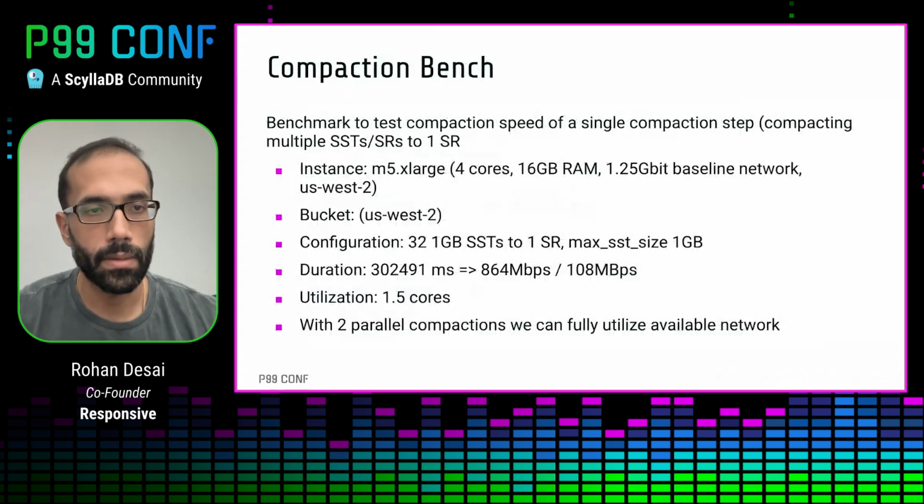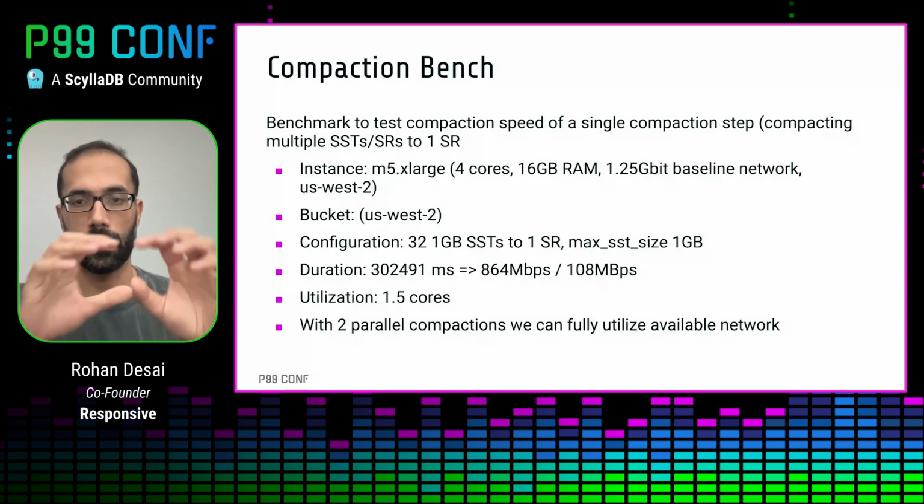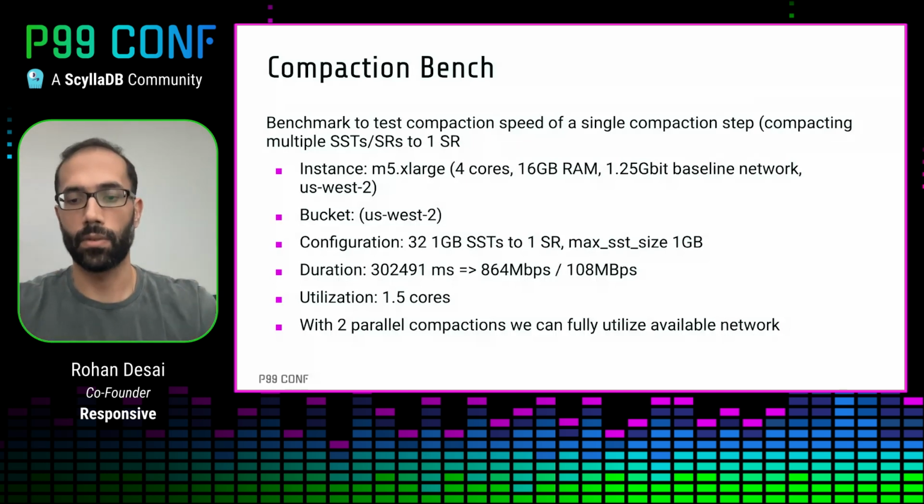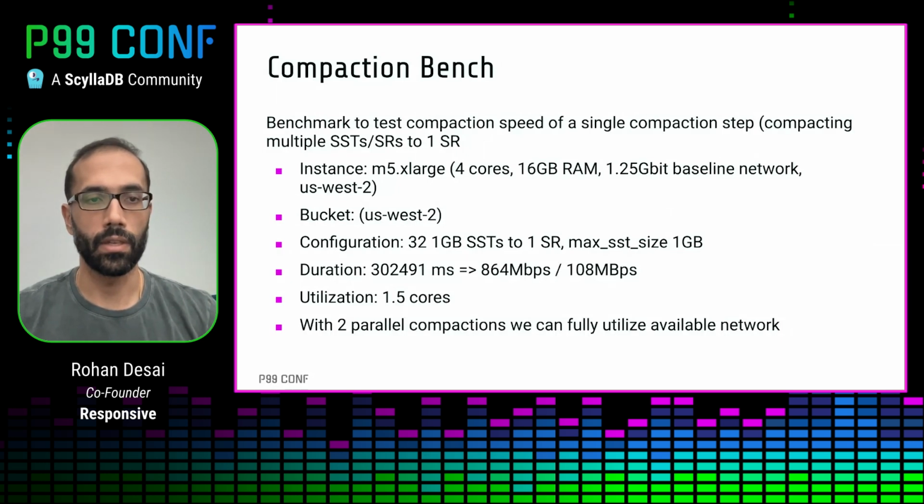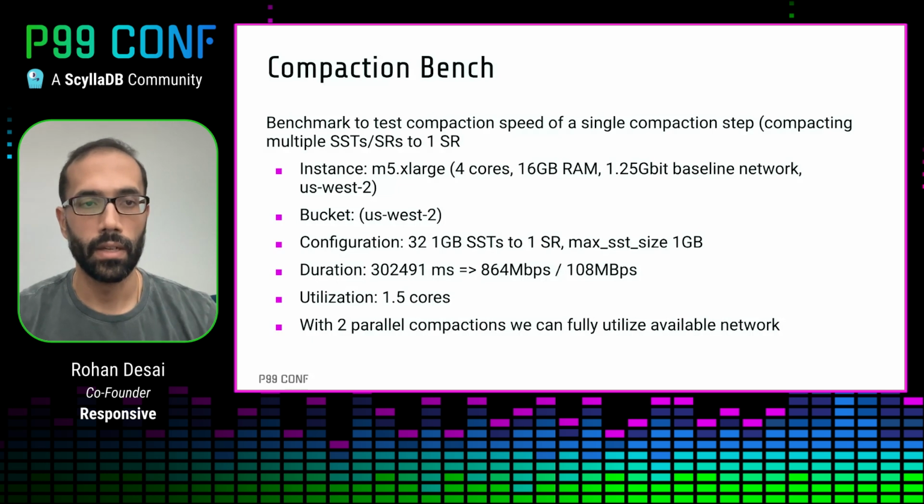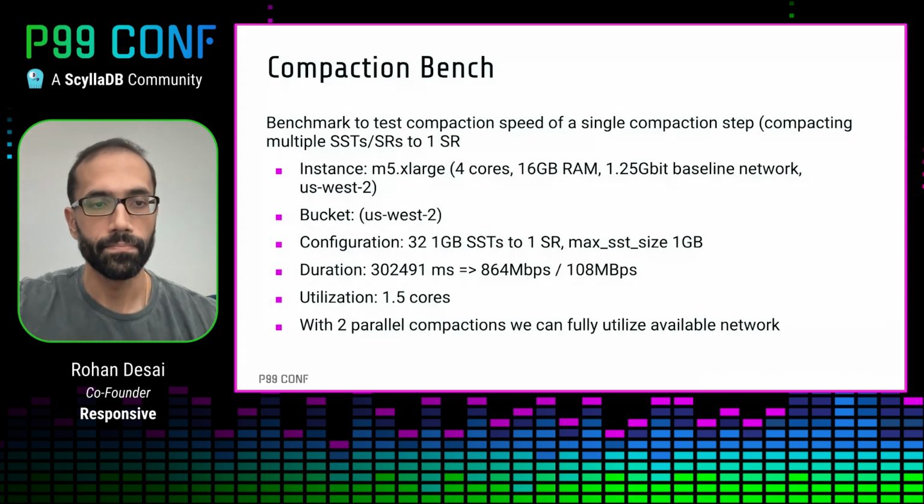The other thing that we spent a good amount of time optimizing was the compaction execution process. So just taking a list of sorted runs and doing the work of sort merging them and writing out a resulting sorted run. We benchmarked that on a general purpose instance in Amazon, so a 5xlarge, and we were able to saturate the available bandwidth between that node and S3 with 2 parallel compactions.